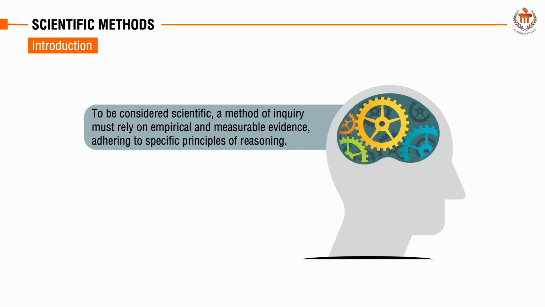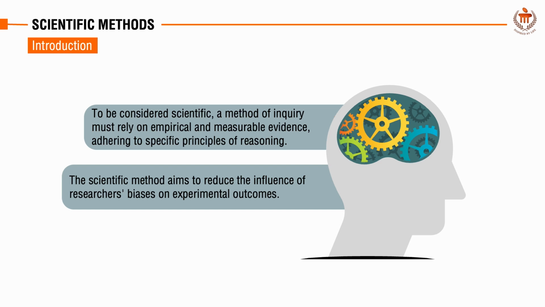For a method to be considered scientific, it must use evidence that can be observed and measured, following clear rules of reasoning. The scientific method helps minimize the effect of researchers' personal biases on results. Researchers may prefer certain outcomes, but these preferences should not affect the study or its conclusions. Sometimes people rely on common sense or logic and think testing isn't needed. Another common mistake is ignoring data that goes against the hypothesis.